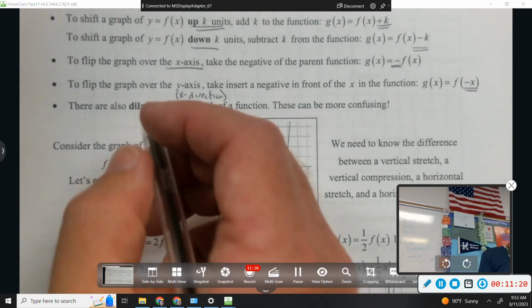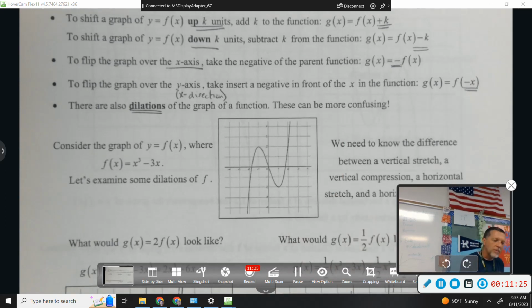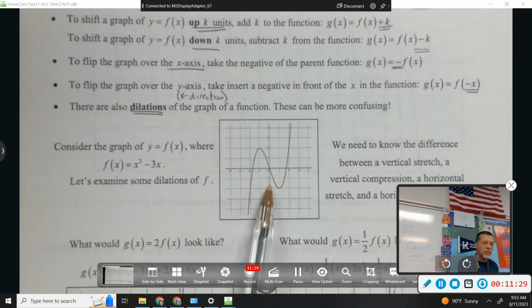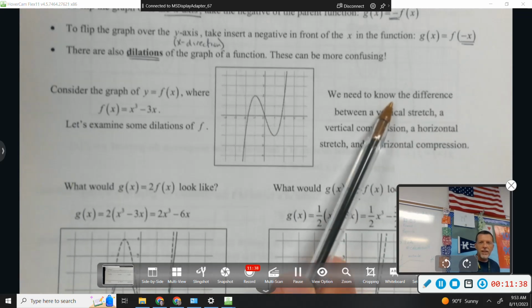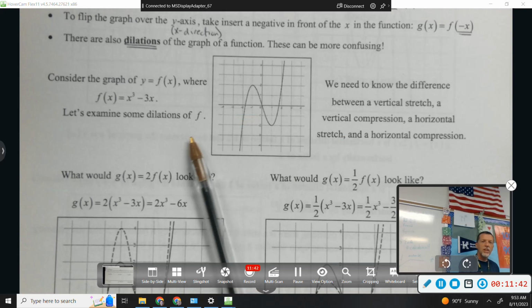What's a little bit harder sometimes is the dilations. These can be more confusing. So here's the graph of x cubed minus 3x. We're going to do some things to that graph and see what happens. We need to know the difference between, and be careful we don't get these confused, vertical stretch and vertical compression. A vertical stretch is like you stretch it out. Vertical compression, you squish it down. But we also do a horizontal stretch or horizontal compression.